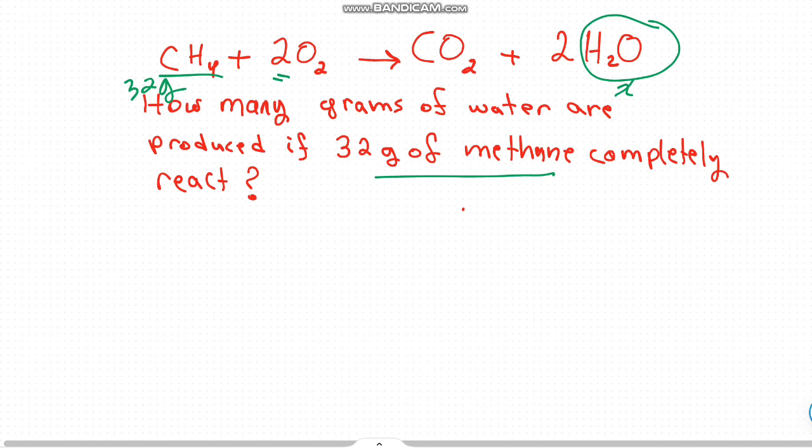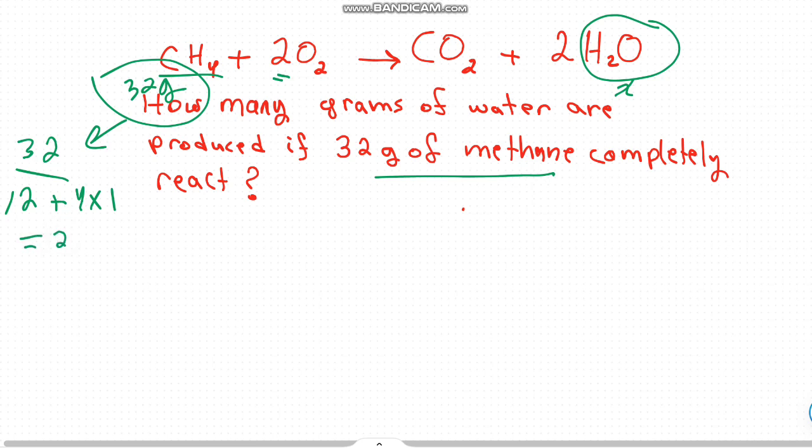Again, we cannot use grams in ratio. We have to convert it to mole. Moles is mass over molar mass. 32 is the mass divided by the molar mass of methane using the periodic table. Carbon is 12, plus 4 hydrogens, 4 times 1. The answer will be 32 divided by 16 equals 2 mole. Okay, 2 mole of methane.